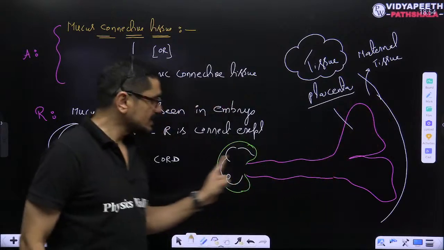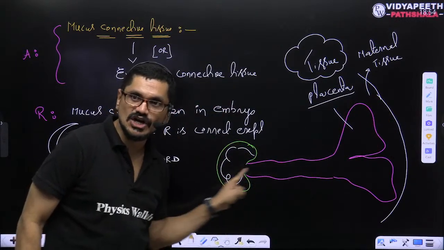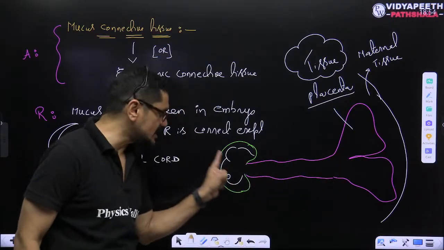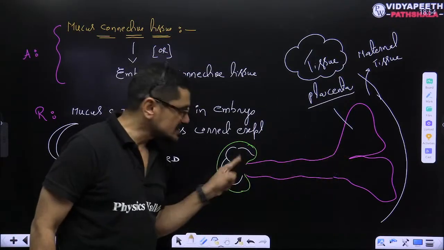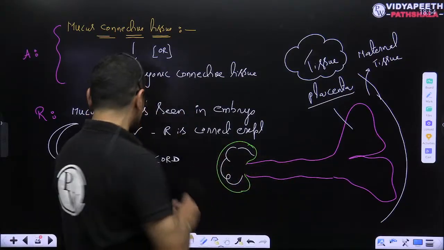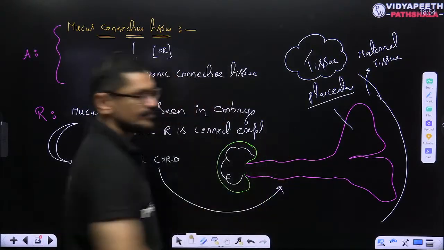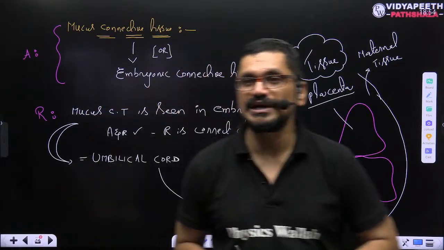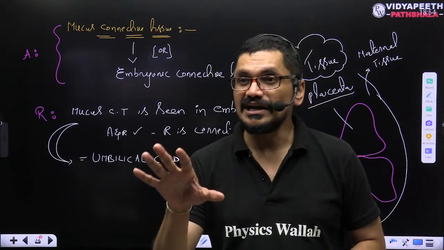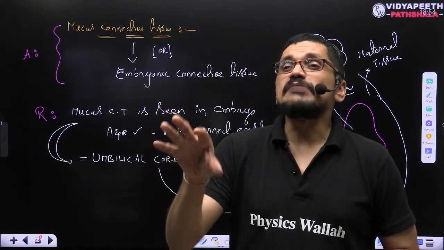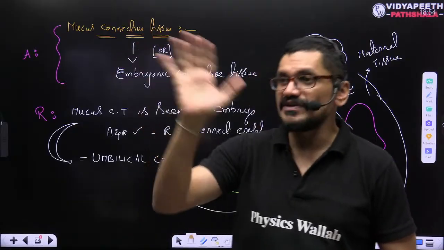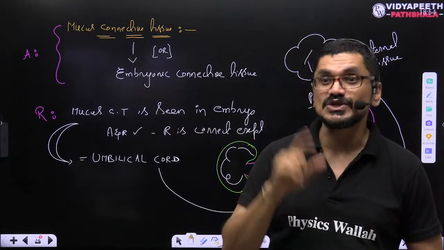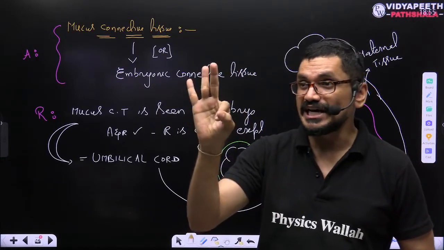Now see here, there is a rope-like structure, a cord, a string, a wire-like structure present between the embryo and placenta. This structure is called the umbilical cord. It is not there in the textbook, but you know what the previous question asked? How many blood vessels are present in the umbilical cord? It's a previous question. There are 3 blood vessels present in the umbilical cord.